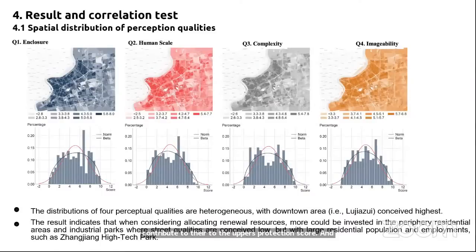The distribution of four perceptual qualities are heterogeneous. The downtown area, such as here, the Lujiazui, is highest. This result indicated that when allocating renewal resources, more could be invested in the residential areas and industrial parks where street qualities are low but with large residential population, and in places such as here, the Zhangjiang high-tech park.